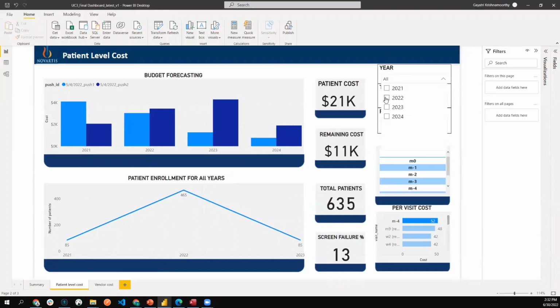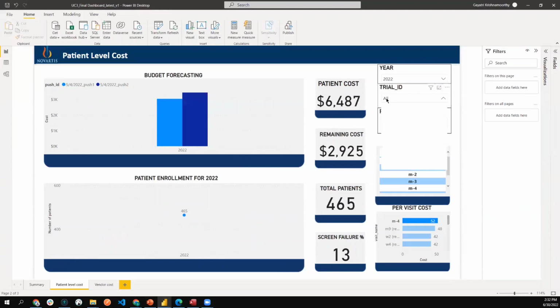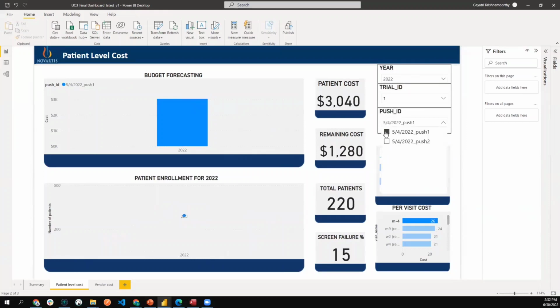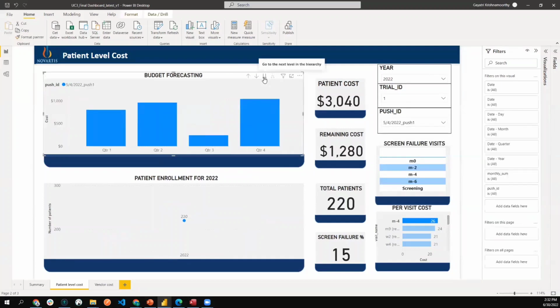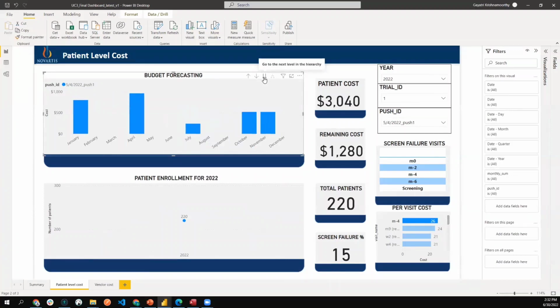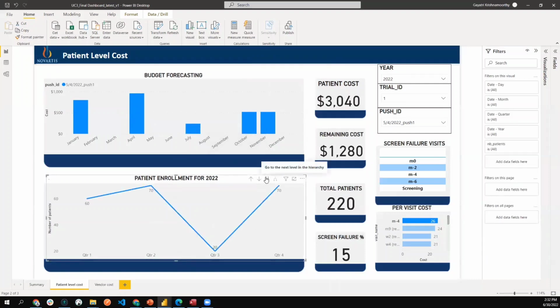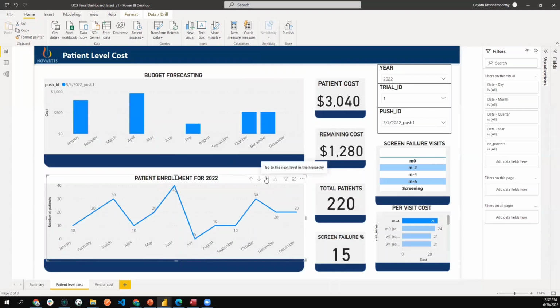So let's select a particular year, trial ID as 1, and let's select a particular push. So further, we have a drill down feature here to look at the budget at a quarterly and a monthly level analysis. We can view the details here. In a similar fashion, we have the quarterly and a monthly level analysis.